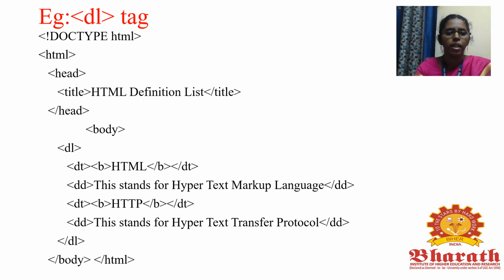Here how many definition terms are we using? Two, that is HTML as well as HTTP. The definitions we mention will be displayed. So you have to save this program, and then open this program in a web browser. Then the output will be your definition terms.